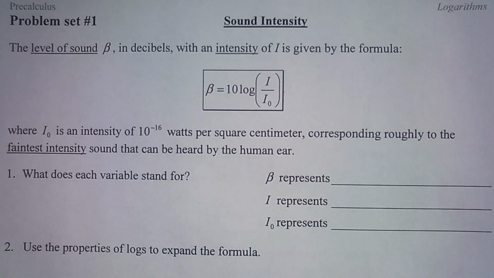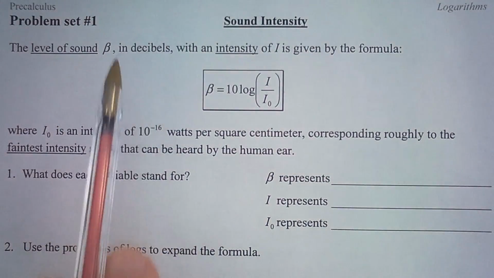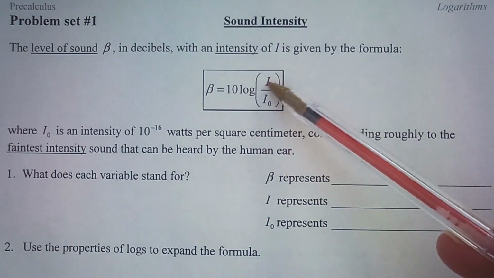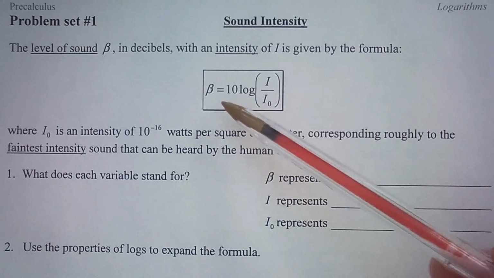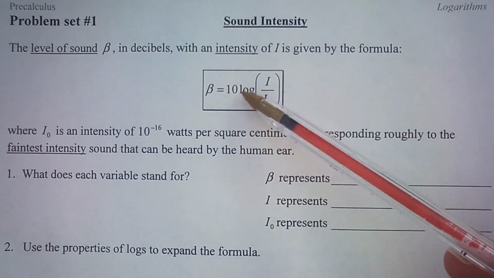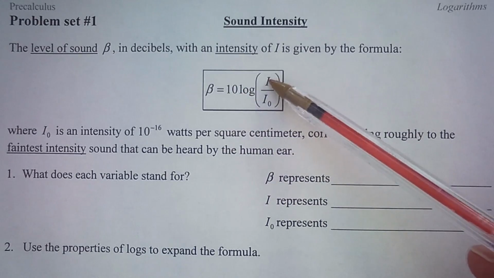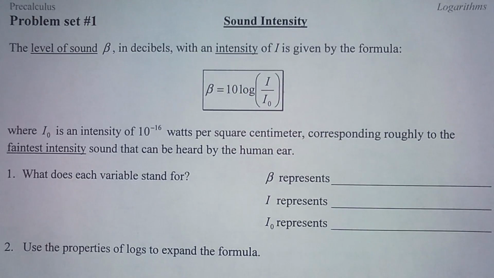Our next application of logarithms will be sound intensity. The level of sound, beta, in decibels, with an intensity, I, is given by this formula here. Beta, so the decibels, equals 10 times log I over I sub 0, where I sub 0 is a constant. It is an intensity of 10 to the negative 16 watts per square centimeter, which is roughly the faintest sound that can be heard by the human ear.